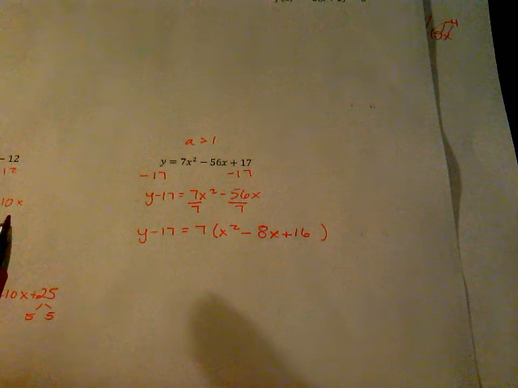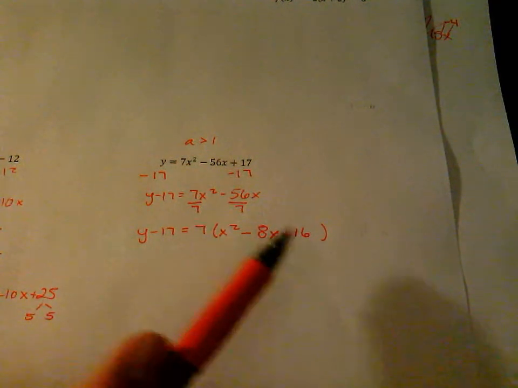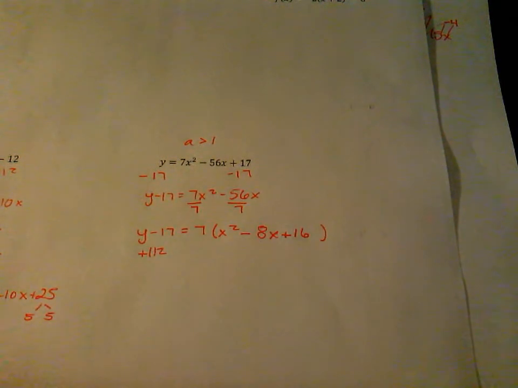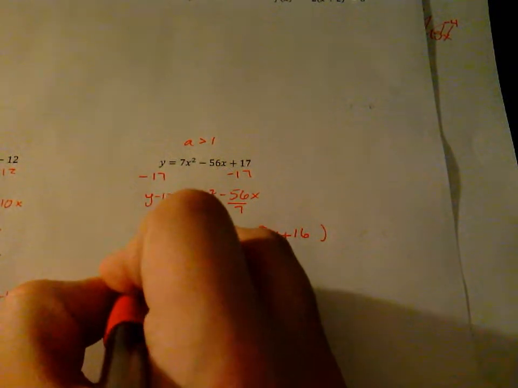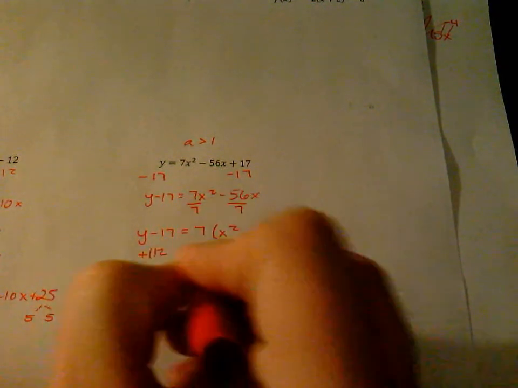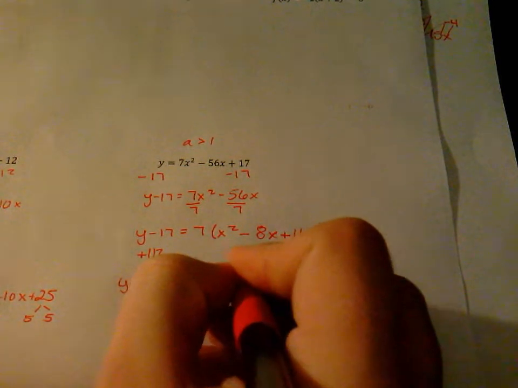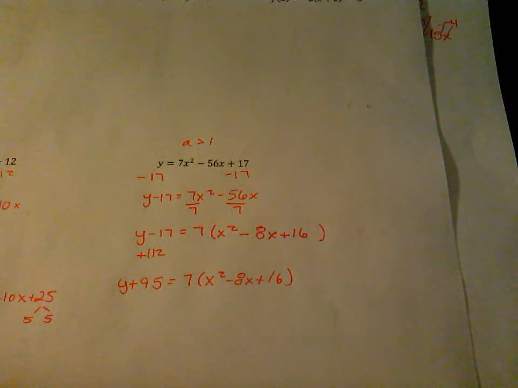So what we're actually doing is we're adding 112 to this side. So we actually have to add 112 to this side too. Alright. So this is actually y plus 95 equals 7 times x squared minus 8x plus 16. Okay, so we're at this step.